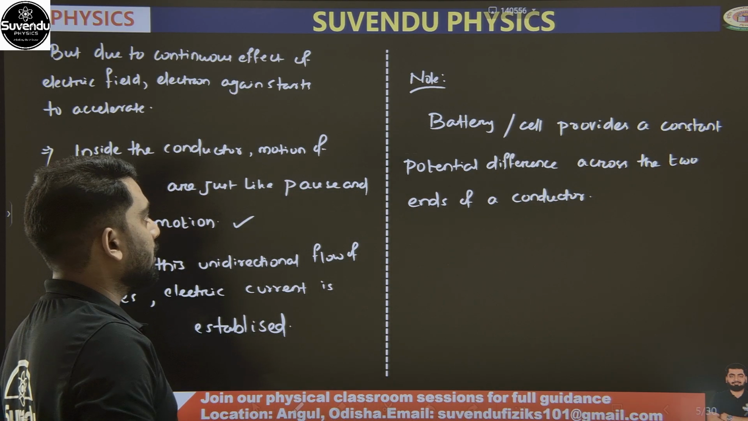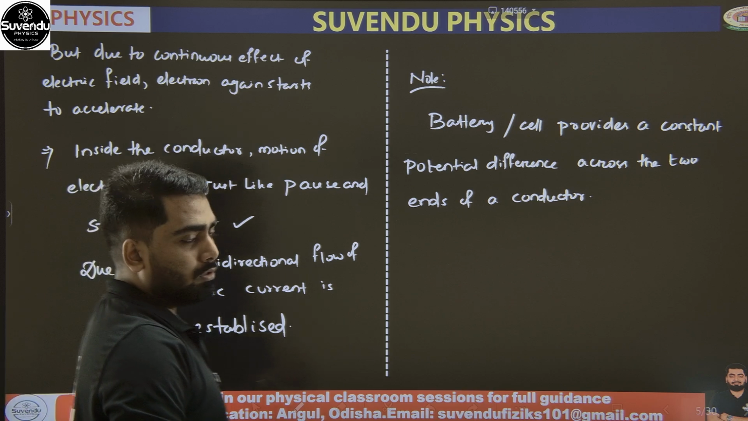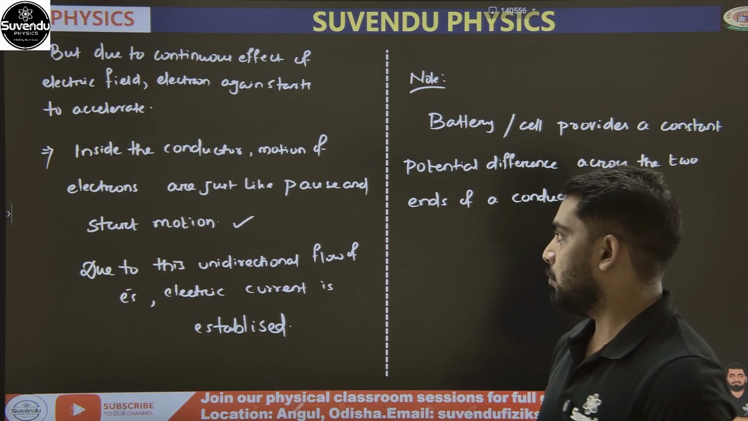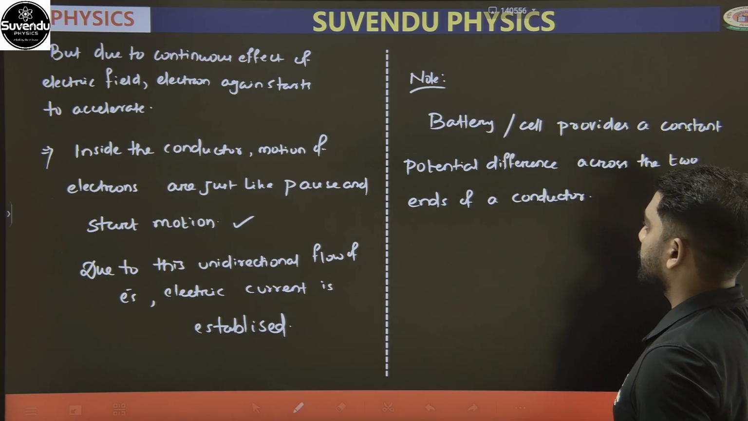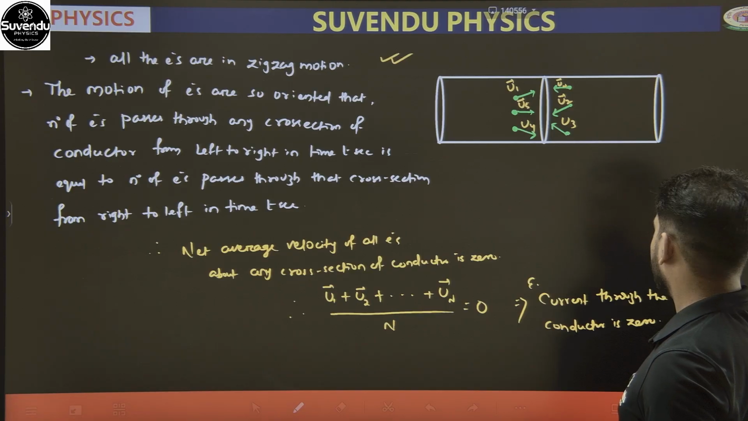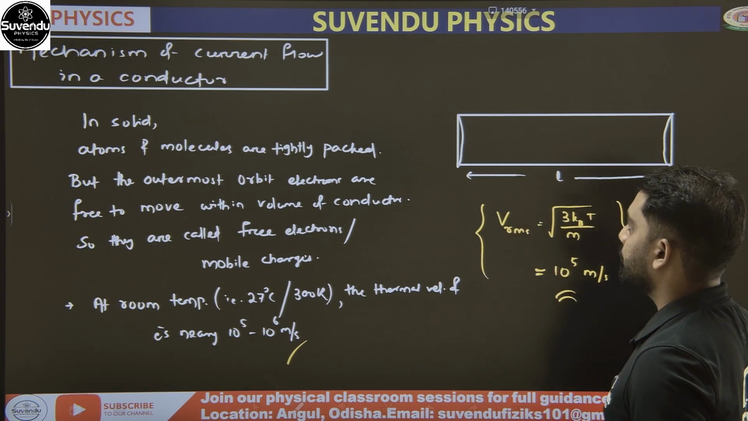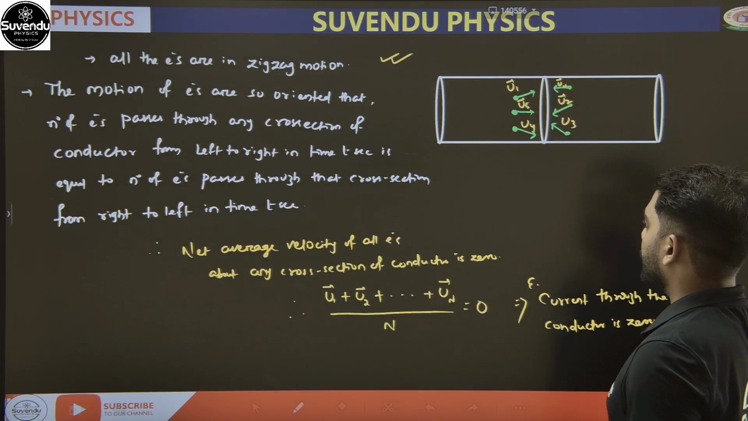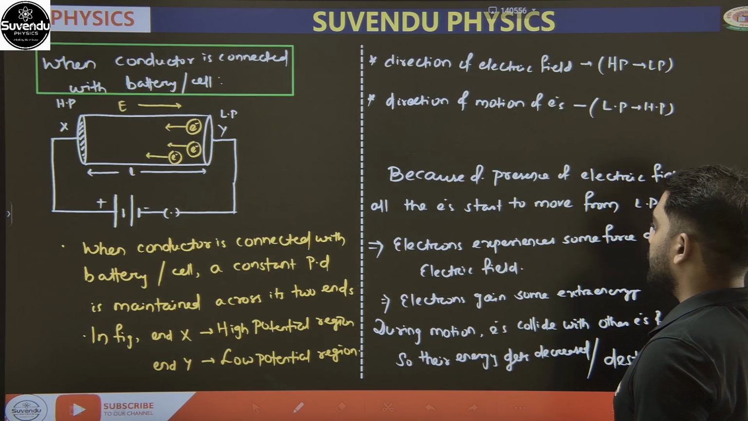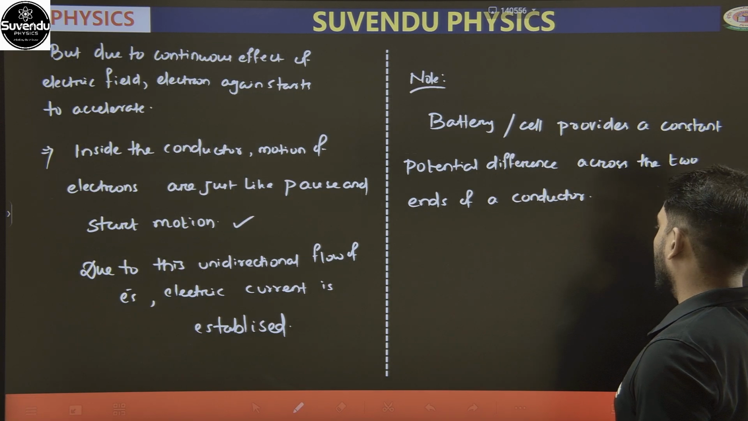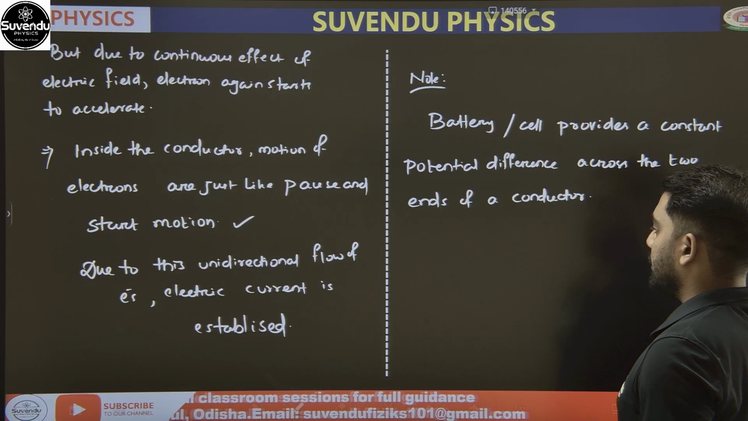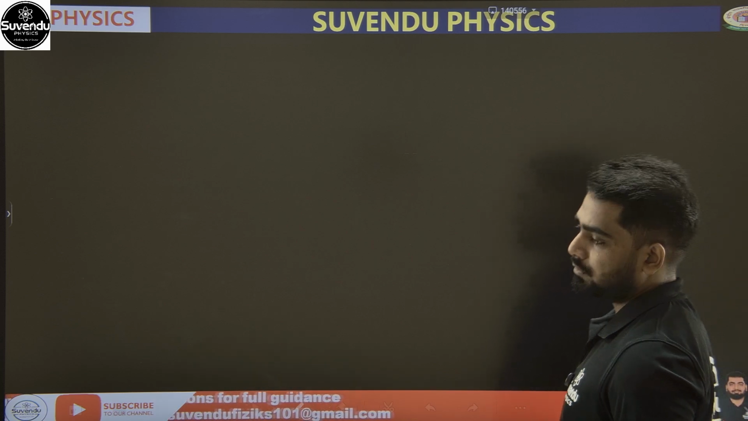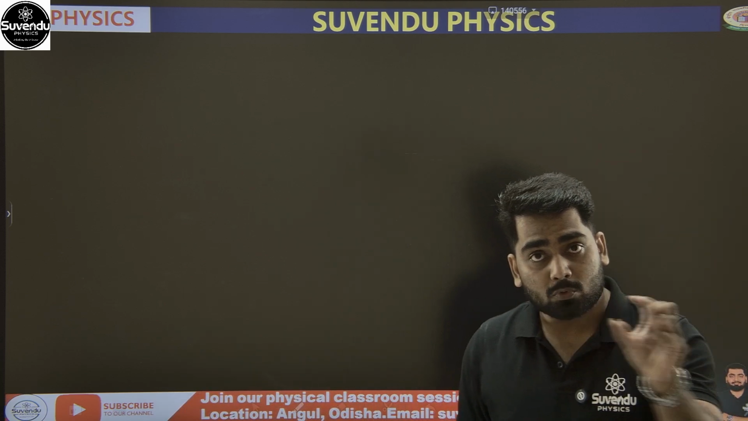What will happen when a battery or cell is connected to a conductor? How electric current is set up inside the conductor, we have already finished within this lecture. So starting from when the conductor is not connected with a battery or cell, the mechanism of current. When the conductor is not connected, what will happen? And after the connection, what will you see? You will see the electrons start to move from lower potential to higher potential. That is my point. After this, we will discuss that motion.